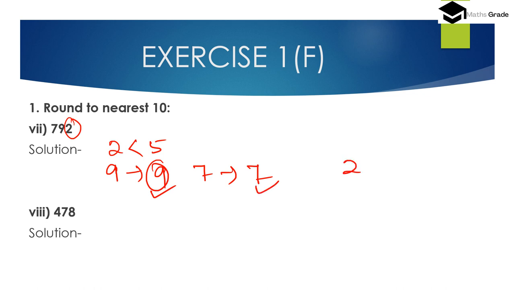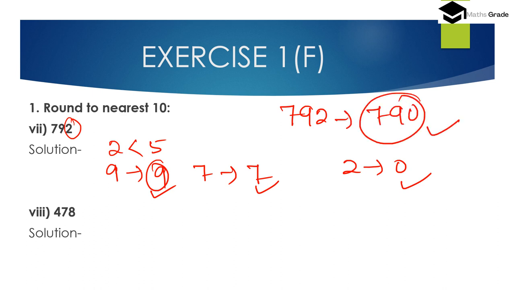And this unit place digit changes to 0. So 792 rounded to the nearest 10 is 790. 790 is the answer.